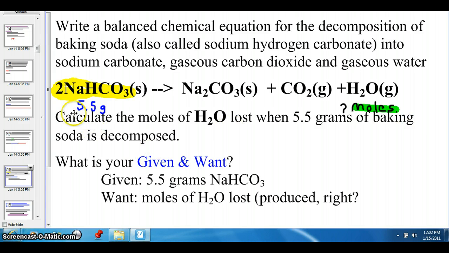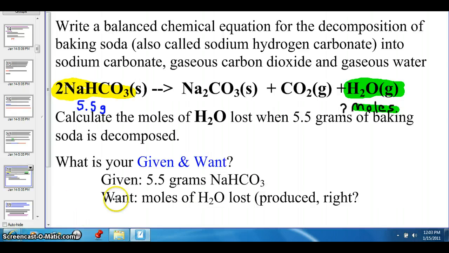Identifying your given is the 5.5. Notice that I've highlighted it. You might circle, highlight, and put the numerical value below it. And then likewise do the same thing, highlighting what you want to calculate as well, the moles of water. That'll help you focus your attention on what's important. Turns out for this problem, the sodium carbonate and the carbon dioxide are not important to the calculation. They were important to the balanced equation, though. You need the balanced equation to do this problem.